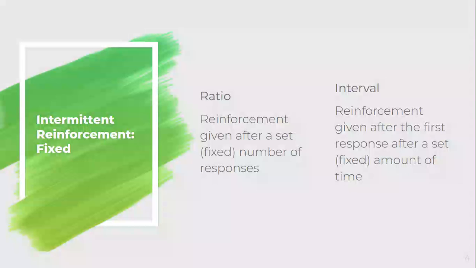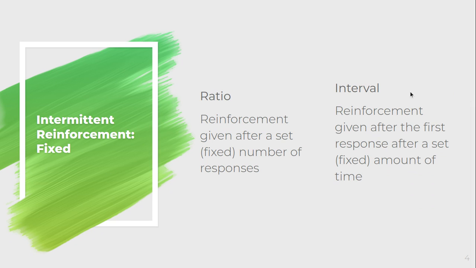So the first one we have is fixed intermittent reinforcement. It can either be fixed ratio or fixed interval. A fixed ratio schedule of reinforcement is when reinforcement is given after a set or fixed number of responses. For example, for every 3 questions that someone gets right, they get a sticker. In this case, the response number is set, so it'll be every set number of responses.